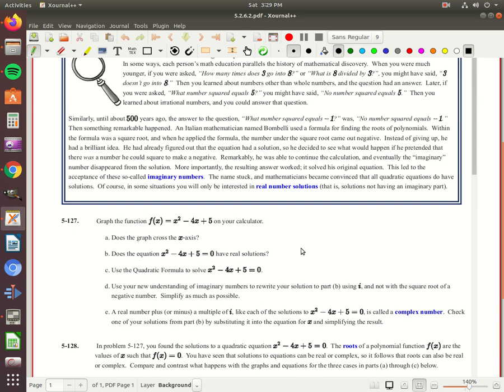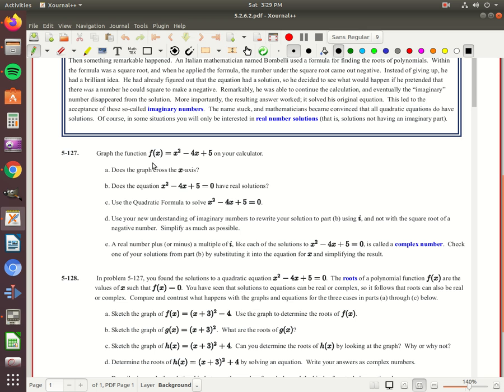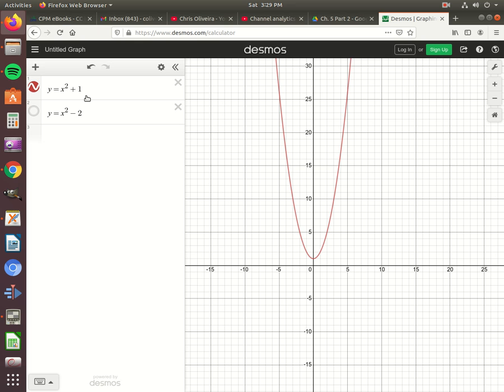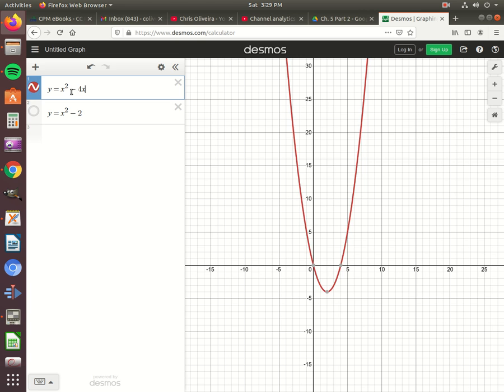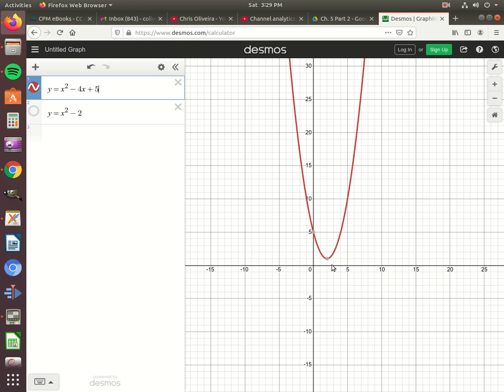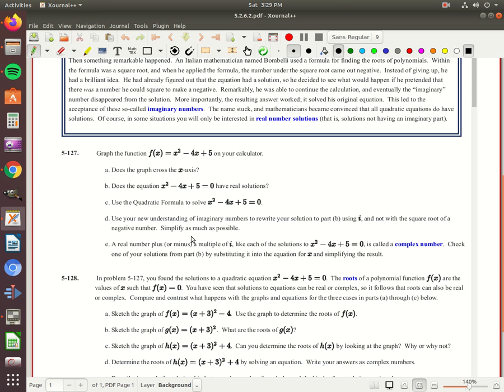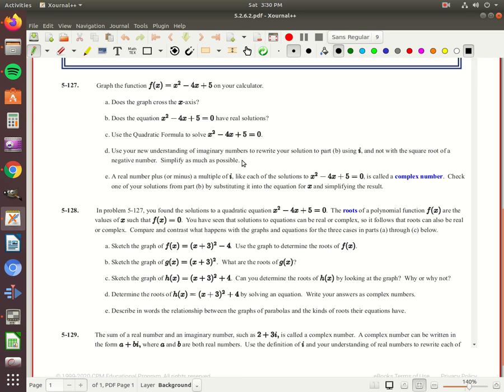Of course, in some situations, you may only be interested in real number solutions, that is, solutions not having an imaginary part. All right, so it says graph this in our calculator: x squared minus 4x plus 5. You can see it has no real solutions, so this is going to end up having imaginary solutions. Use your new understanding of imaginary numbers to rewrite your solution using i, and not the square root number.